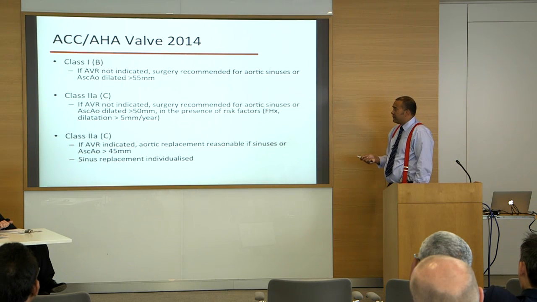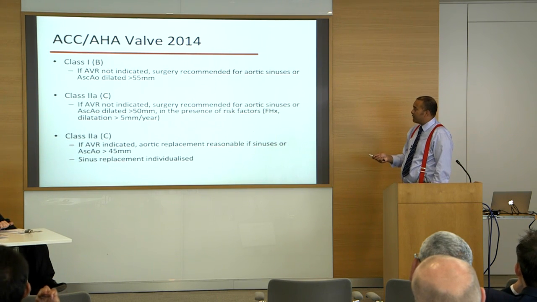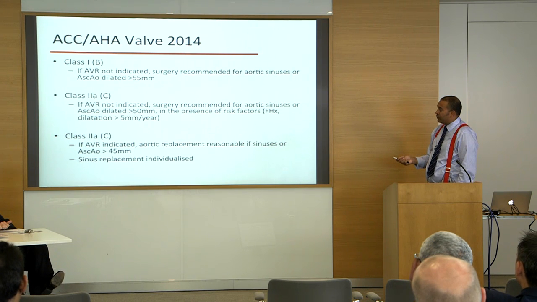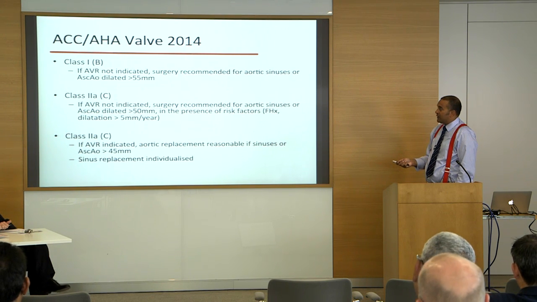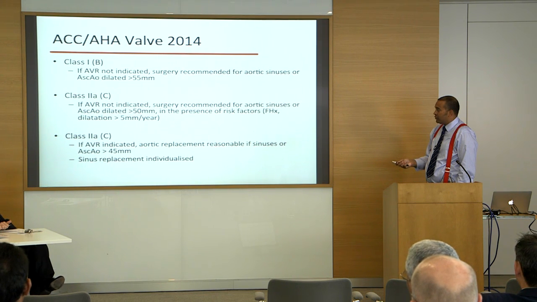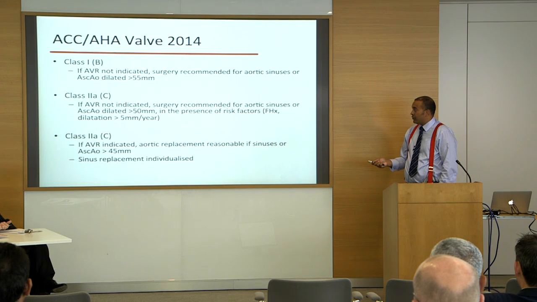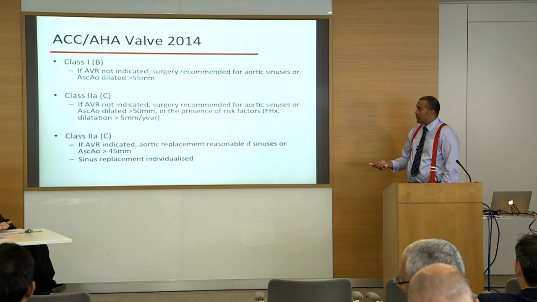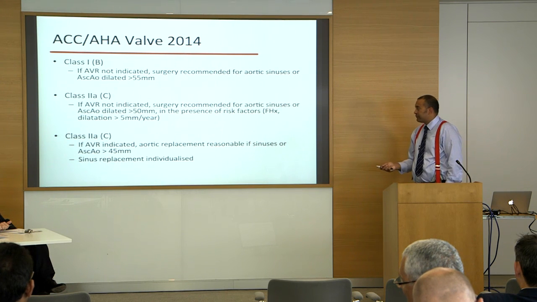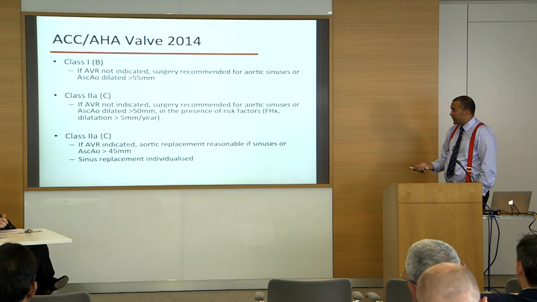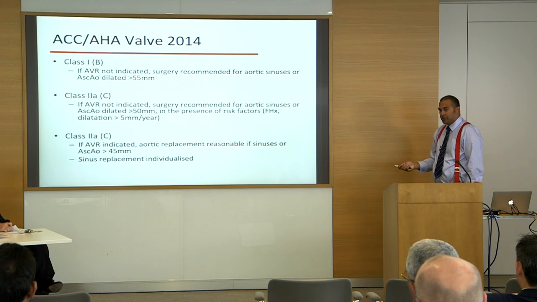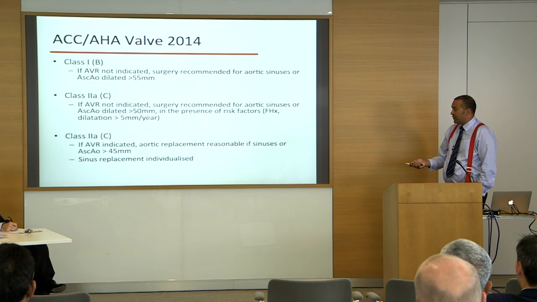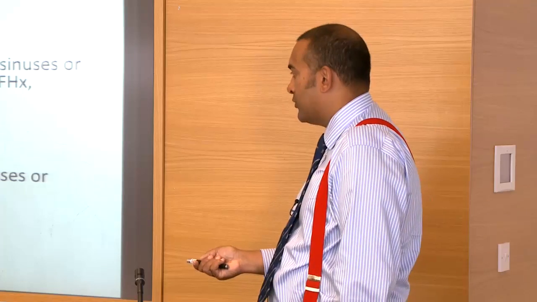But it says a Class 1B, Class 1, level of evidence B, if aortic valve replacement is not indicated, surgery is recommended for the aortic sinuses or the ascending aorta dilated at more than 55 millimeters. Class 2A, level of evidence C, when the AVR is not indicated, surgery for the sinuses or the ascending aorta at greater than 50 millimeters in the presence of risk factors, family history, other risk factors, dilatation greater than 5 millimeters per year. And a Class 2A, if an aortic valve replacement is indicated, aortic replacement is reasonable. I think that's the word you want to be looking at, reasonable, if the sinuses or the ascending aorta is greater than 45 millimeters. And sinus replacement surgery should be individualized.